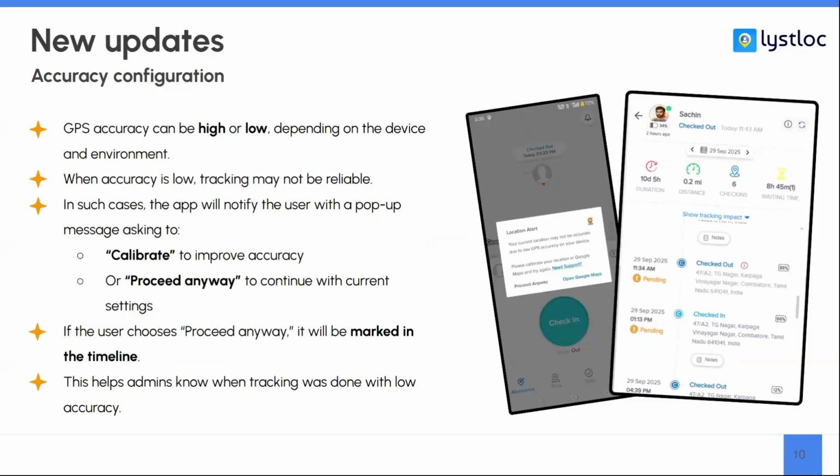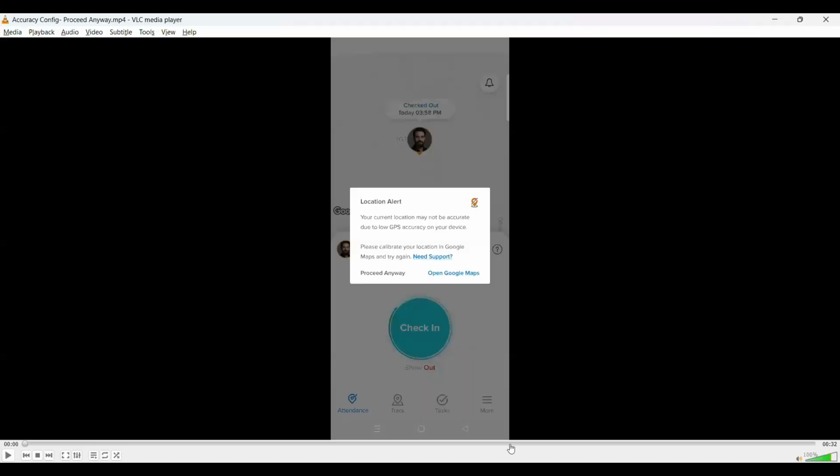So we have two short videos here that demonstrate how the accuracy configuration works and how it helps improve the tracking precision. So let's take a look at it. This video demonstration is for users who click on proceed anyway.